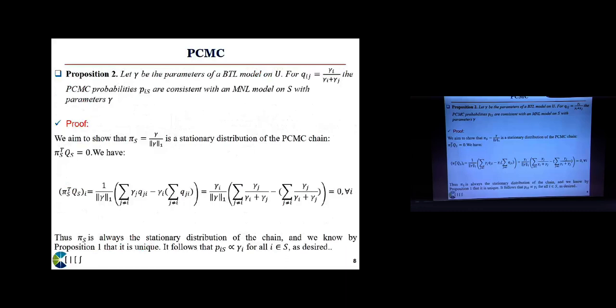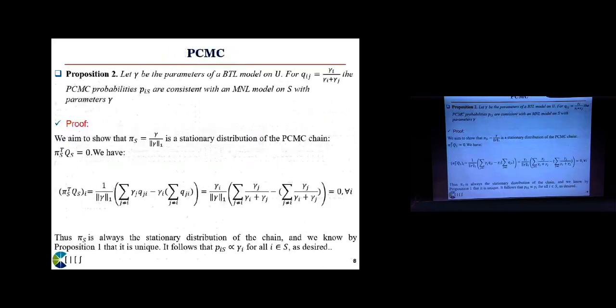Proposition 2. Let gamma be the parameter of the BTL model in U, for Qij equal to gamma_i over gamma_i plus gamma_j. The PCMC probabilities pi_i^S are consistent with an MNL model. So we want to show that pi of S is equal to gamma over the Manhattan norm of gamma, which is the summation of gamma_i for i equal to 1 to n.